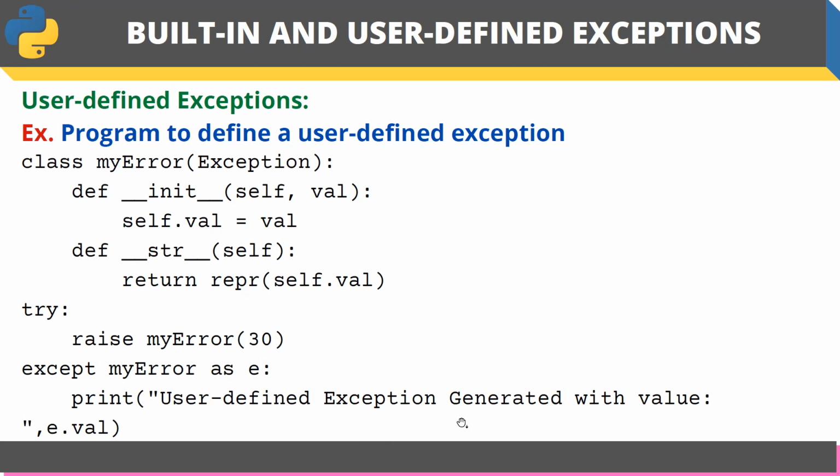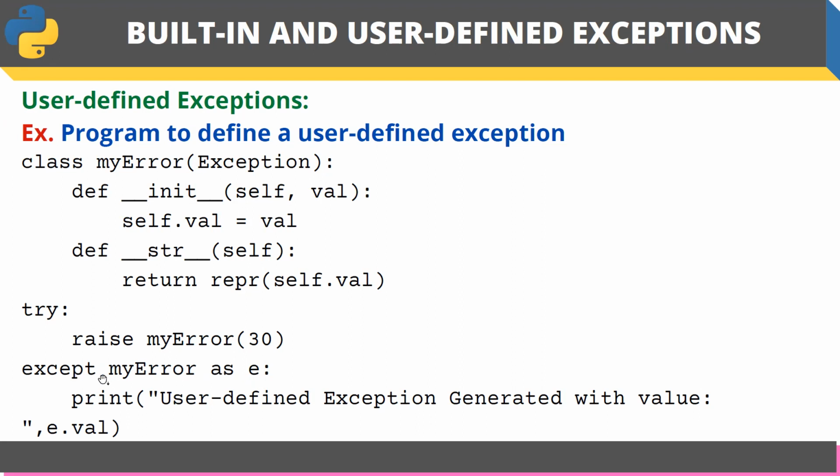So here, class MyError. This is the class we are going to define, MyError, and we are defining this class under the main class Exception. Next, define __init__(self, val) and self.val = val, and define __str__(self): return repr(self.val). So now we can try: raise MyError(30).